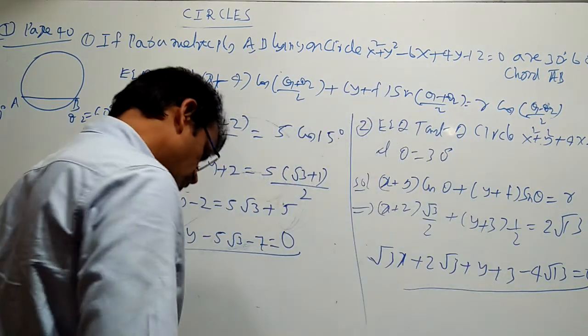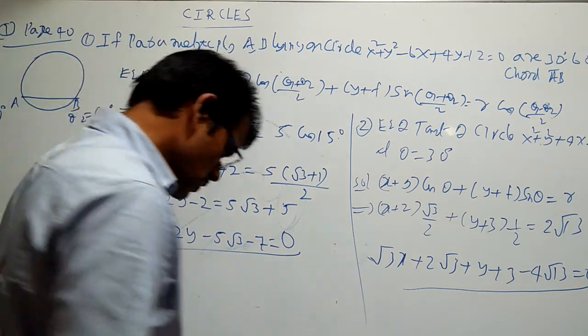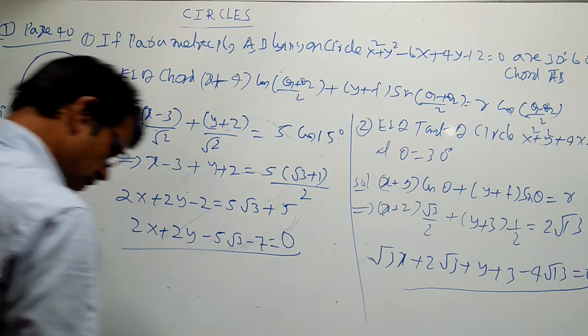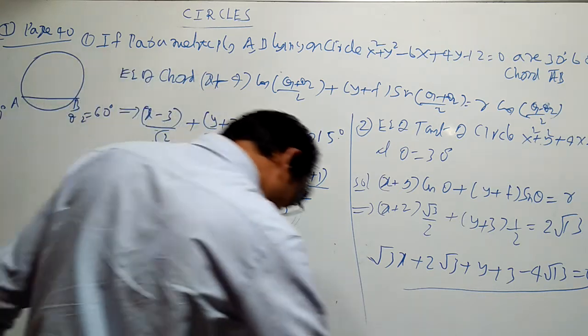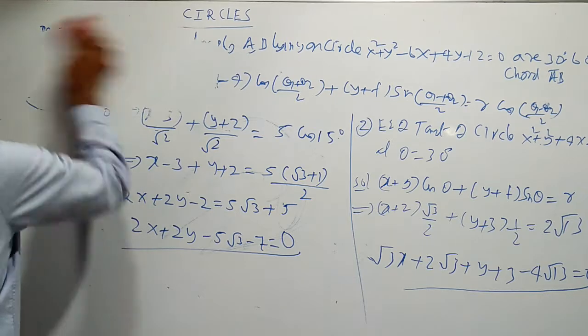Next he is asking: find the area of the triangle formed by the tangent at P(x1, y1) to the circle x square plus y square is equal to a square and the coordinate axes. Find the area of the triangle formed by the tangent and the coordinate axes. Yes, it should be there.